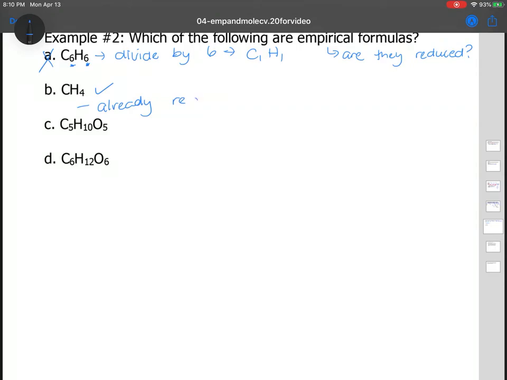CH4, it is an empirical formula. It's already reduced.